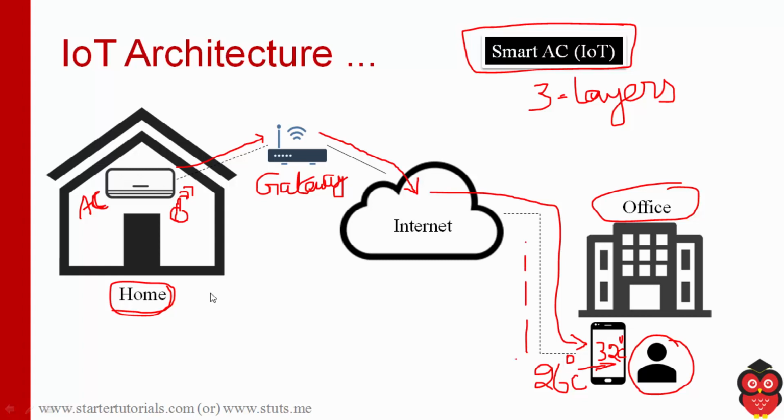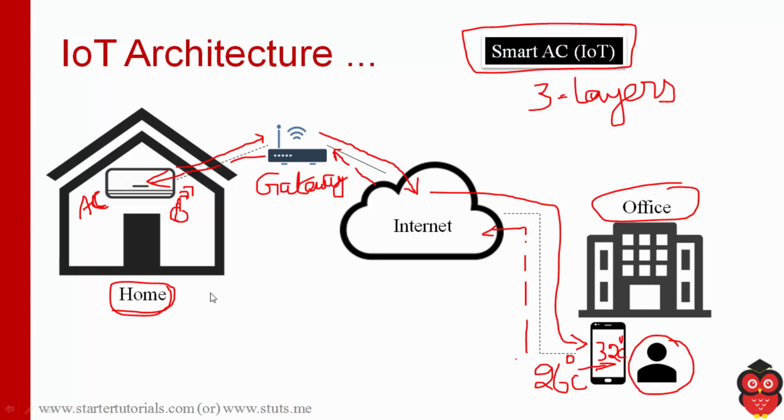and this signal will go through the internet, and again from the internet it reaches your gateway, and from the gateway it reaches your AC, and it will adjust accordingly to 26 degrees centigrade. Now by the time you reach home, your home will be cool. Okay, and you can relax and sleep or whatever you want to do.